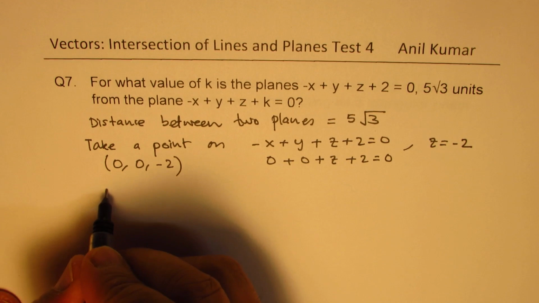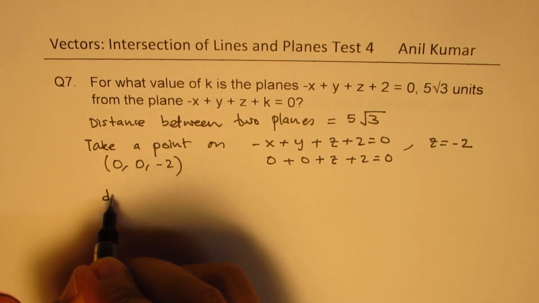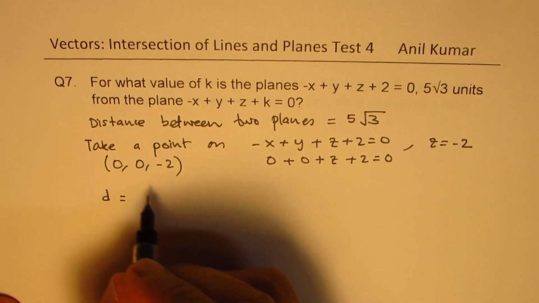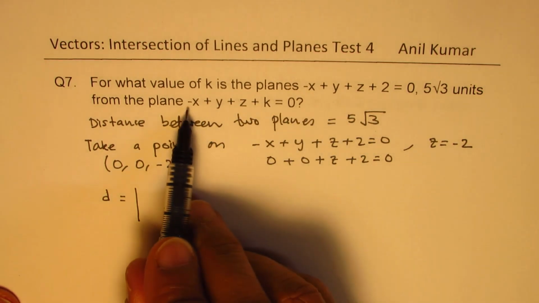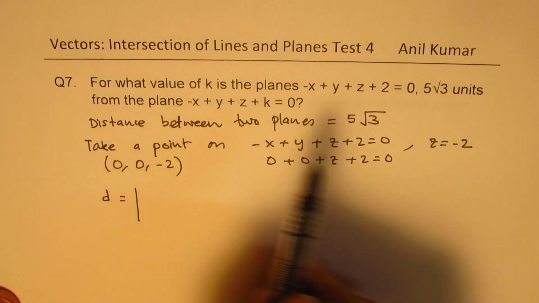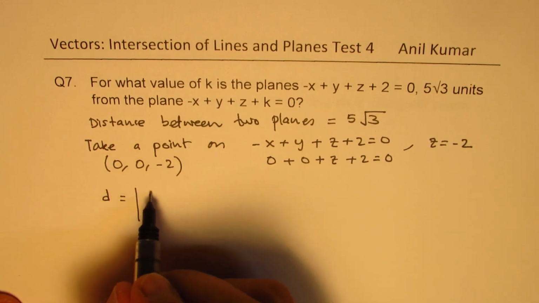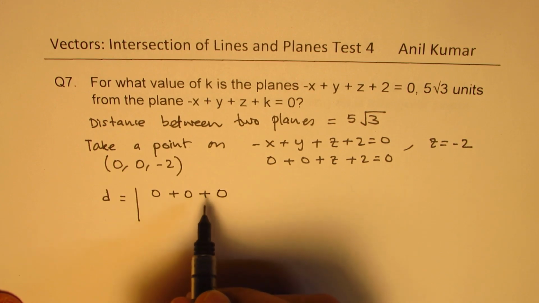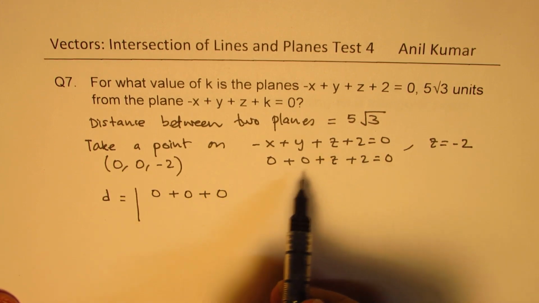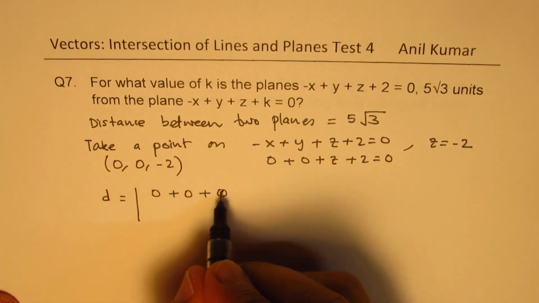Now we can find the distance using the formula. Distance is always an absolute value. So we are looking for an absolute value of, in this equation, we'll use the point, which gives 0 plus 0 plus 0. So we have added these values, x plus y, and z is minus 2, I'm sorry.